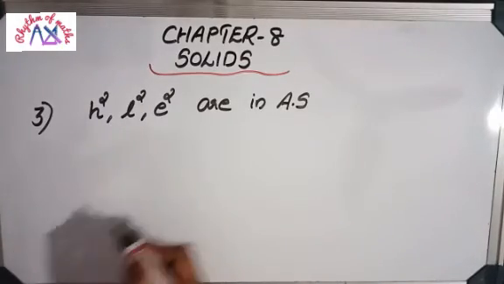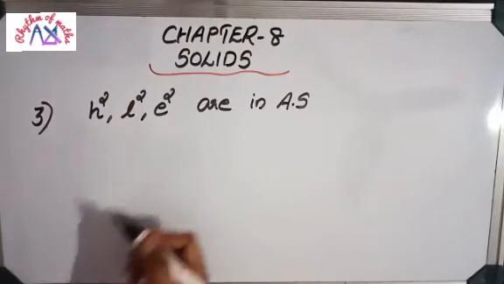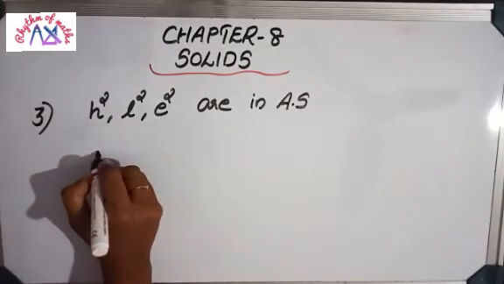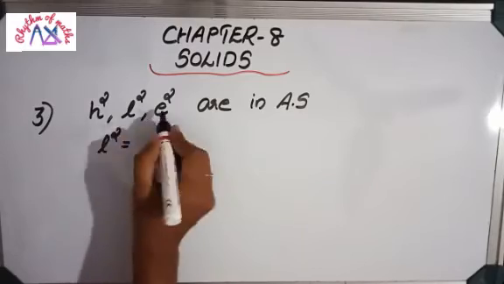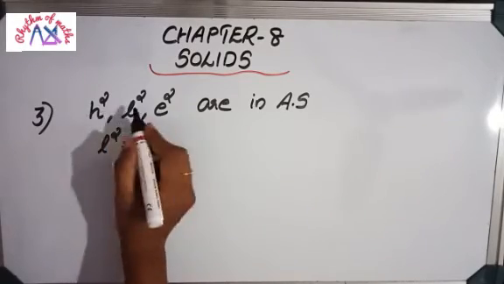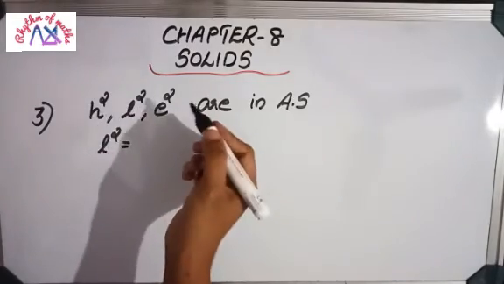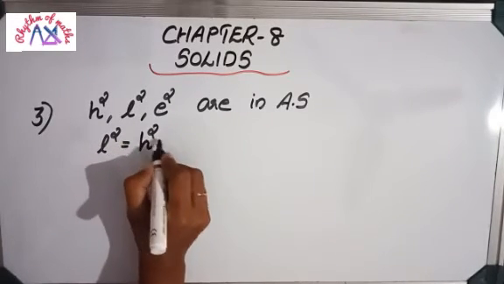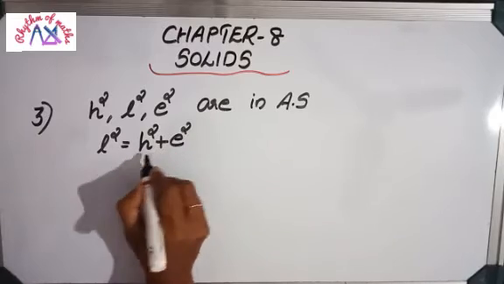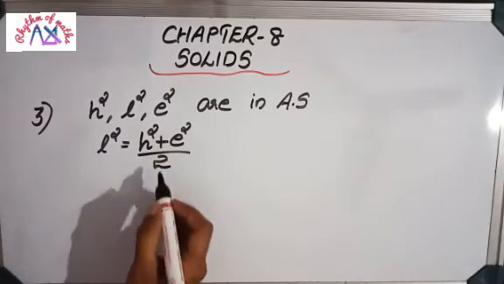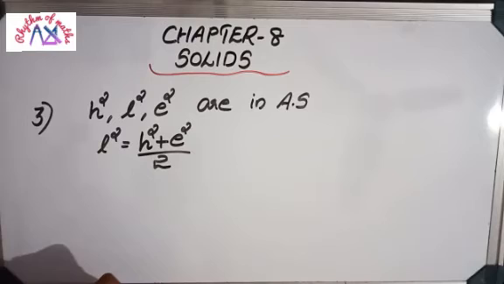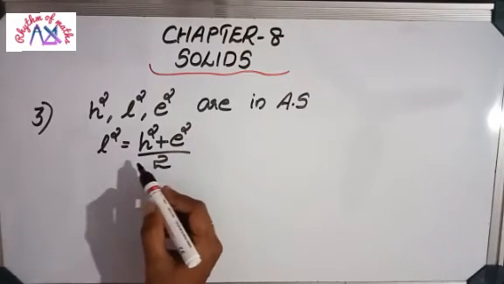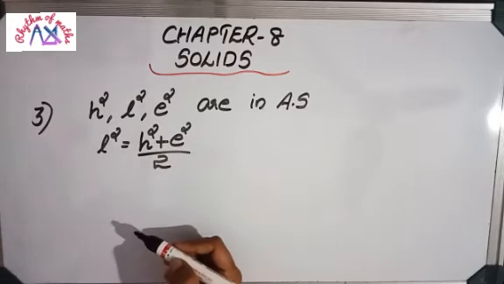Arithmetic sequence. So what is the speciality of arithmetic sequence? Common difference will be there. And one more speciality, that is middle term. Middle term equal to what? Sum of the previous term and the just after number divided by 2. That is L square equal to h square plus e square by 2. This is also the speciality of arithmetic sequence. Okay. So it is enough to prove L square equal to h square plus e square by 2.